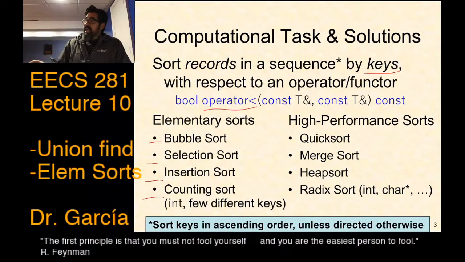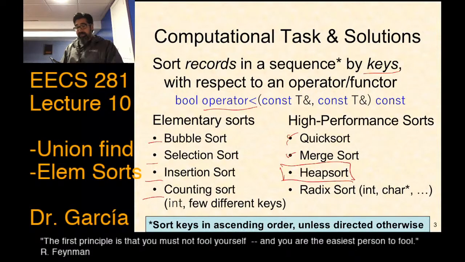Now we have the category of high performance sorts. It's kind of a fancy word, also known as efficient sorts. High performance has way too many connotations, so I would just call them efficient sorts. That's your quick sort, which is a very interesting algorithm, merge sort, and lo and behold, there's heap sort, which we've already covered.